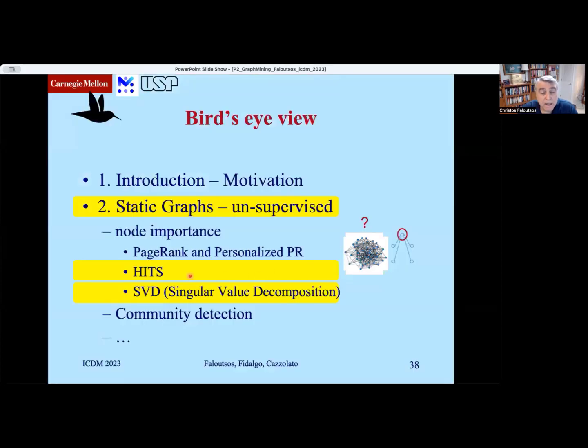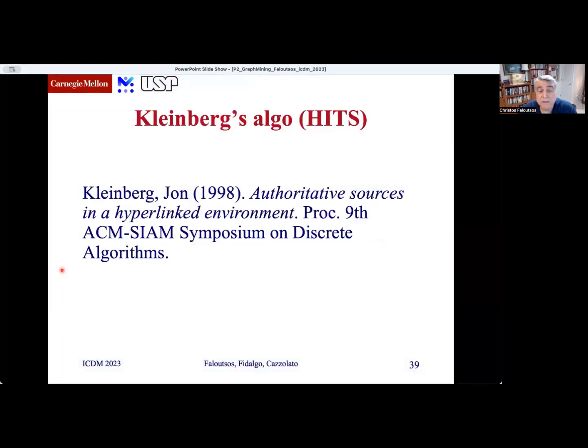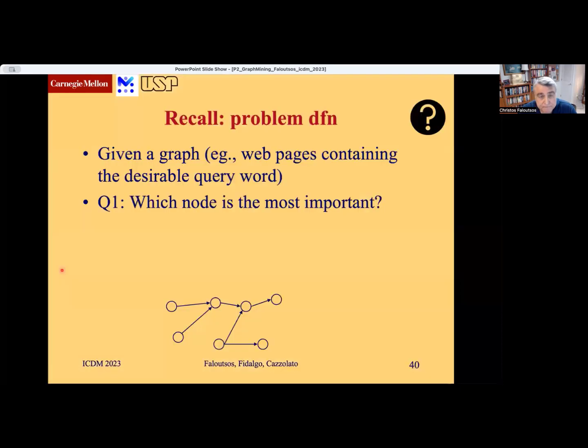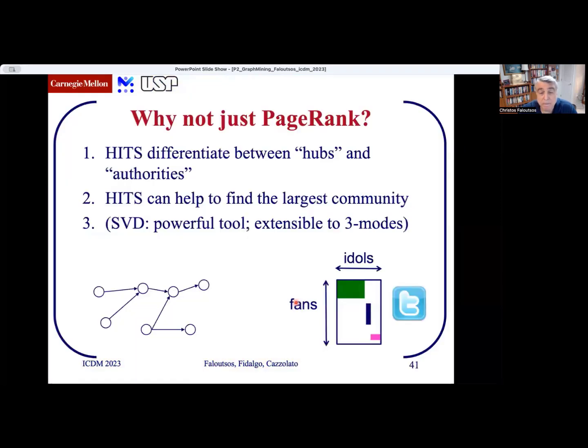So let's continue with node importance, and let's see the HITS algorithm, which is the second extremely useful algorithm for finding importance. This is by Jon Kleinberg, now at Cornell, and this is one of the most highly cited papers from 1998. The problem, as you remember, is we are given a directed graph, web pages pointing to each other. Which is the most important node?